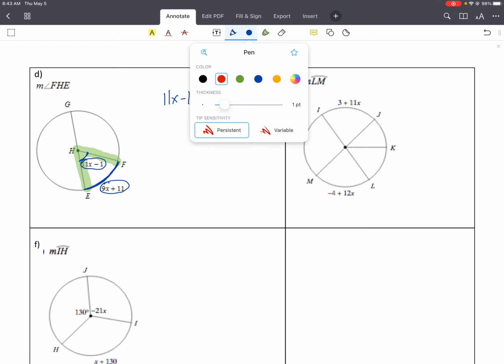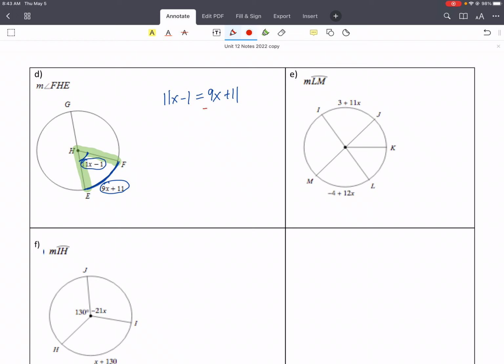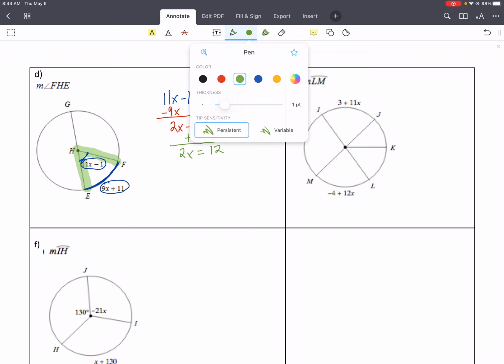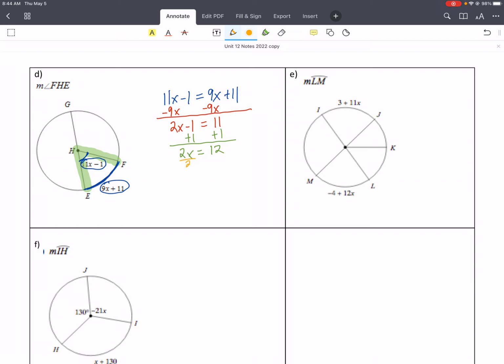And now we just crunch our numbers. So we solve, we subtract the 9x. That gives us 2x minus 1 is equal to 11. We have to move that 1 over, so we add 1. We get 2x is equal to 12. Divide by 2, and we get x is equal to 6.